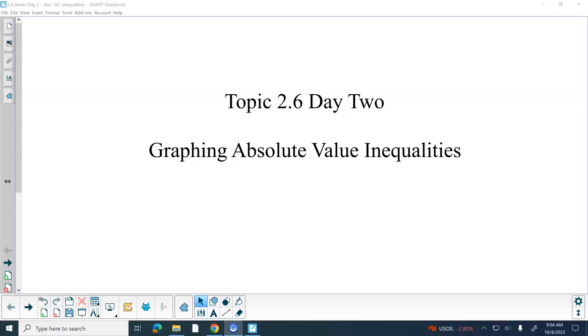What do you got, Ray? Explain to me when I would make a solid line versus a dashed line. When it's greater or less than or equal to. So if it has the equals part, it's solid, and if it doesn't, then it's dashed. That's going to come into play.